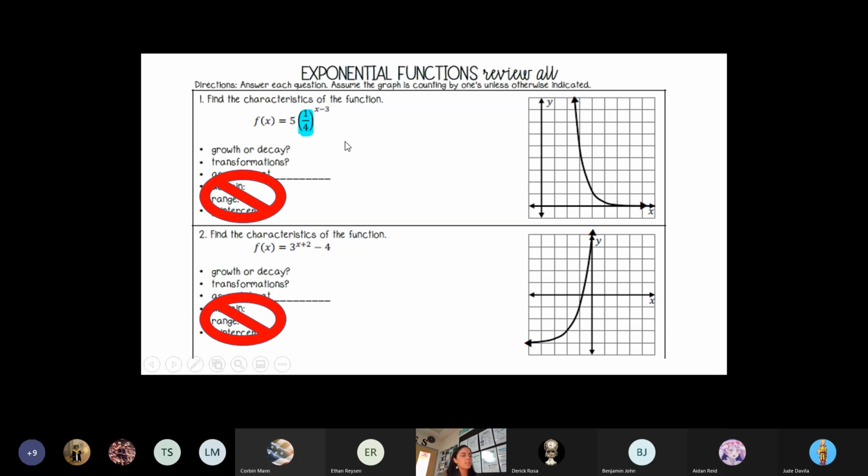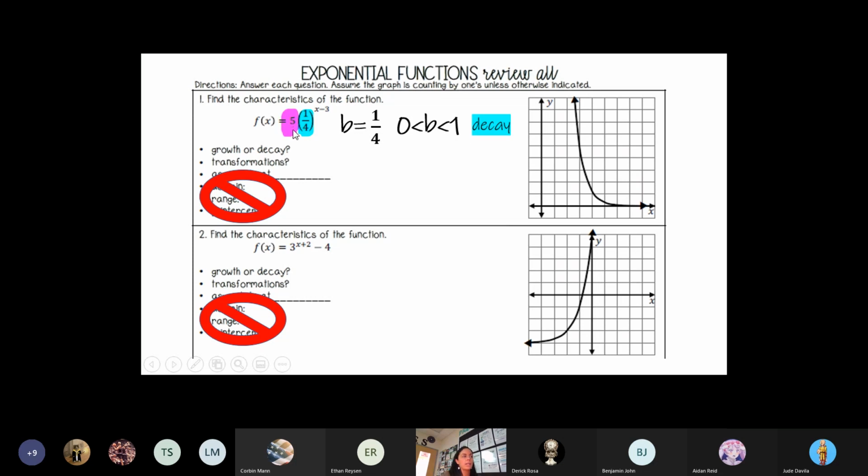So looking at this first equation, I have 1/4. This 1/4 is telling me my ratio, my B term. If my B is equal to 1/4, then that means it's between 0 and 1, which means I have exponential decay.